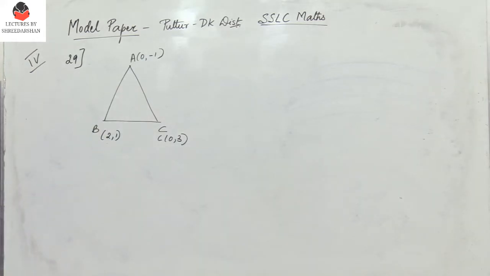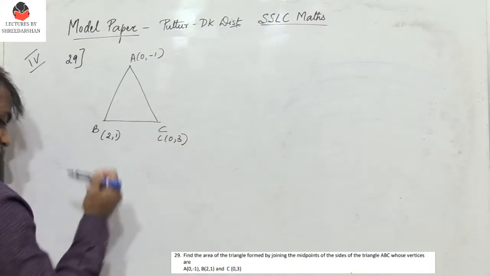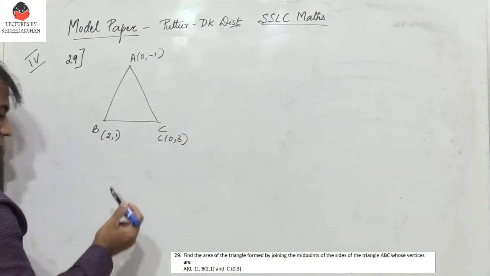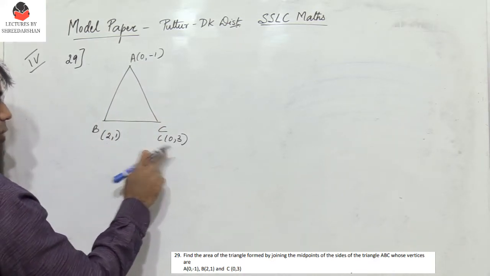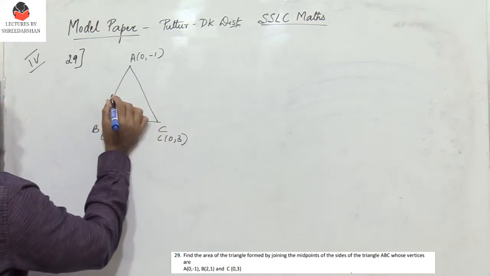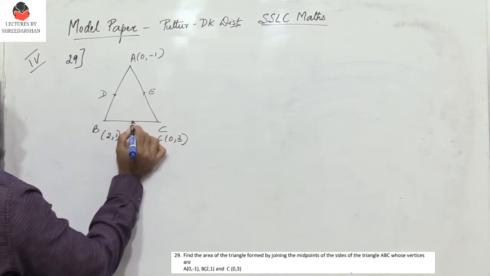Find the area of the triangle formed by joining the midpoints of the sides of triangle ABC, whose vertices are A (0, -1), B (2, 1) and C (0, 3). So I need to first find the midpoints. So let the midpoints here be D, E and F.